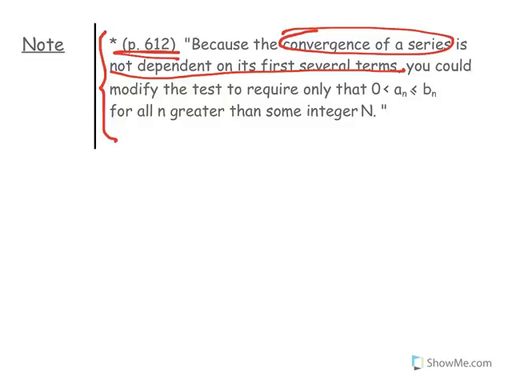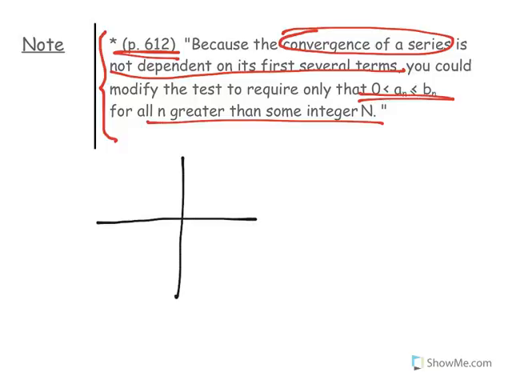You could modify the test to require only that one of the series terms has to be less than or equal to the other one for all n greater than some actual integer. What that means is, well, let me show you a visual. If I was to give you something, for instance, like, I'll just do one of these. Now I'm giving you a graph, which is going to be kind of funky, but I'm just trying to show you different terms.